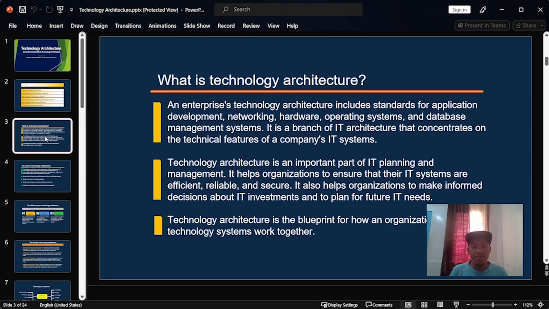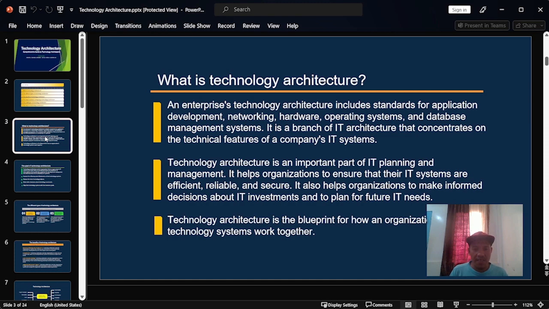Technology architecture is an important part of IT planning and management. So it helps organizations to ensure that IT systems are efficient, reliable, and secure. So it also helps organizations make informed decisions about IT investment and plan future IT needs. So in technology architecture, it's very important for the IT field for planning and management, and in how this architecture or this design helps organizations so that their IT systems are very efficient and reliable.